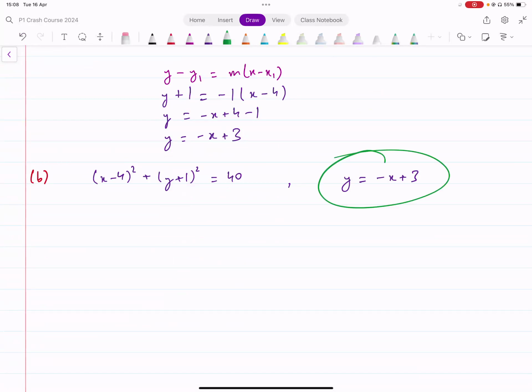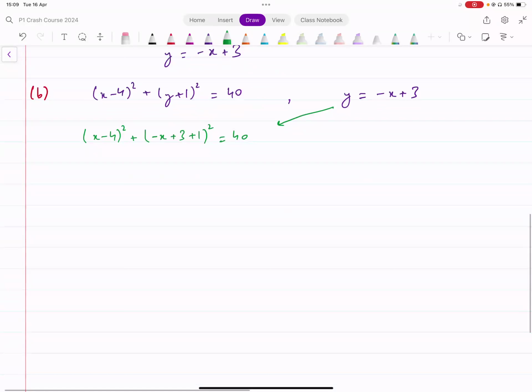We have y equals -x plus 3 here. We've got another equation here. We can put y equals -x plus 3 in the first equation, and that gives you (x minus 4) whole squared plus (minus x plus 3 plus 1) whole squared equals 40. And now you could simplify this and see what that gives you. (x minus 4) whole squared plus (minus x plus 4) whole squared equals 40.